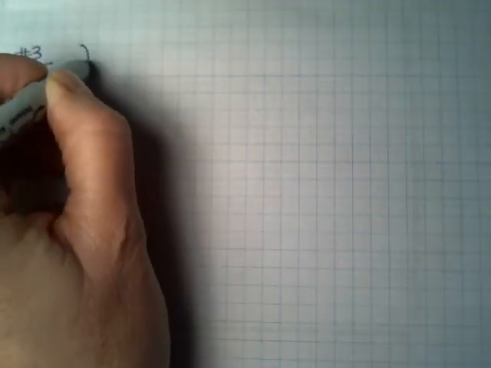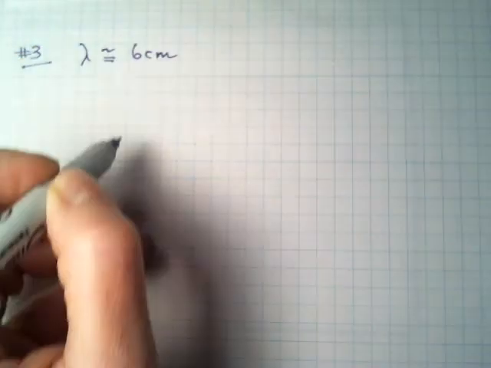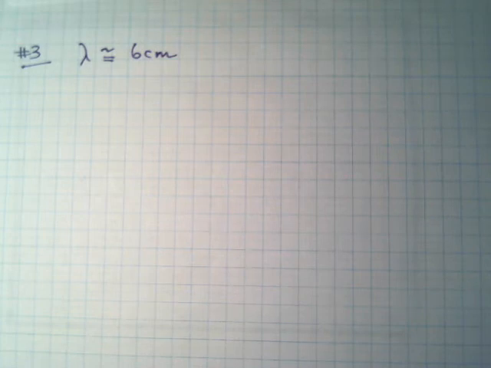So I'm going to estimate then that my wavelength is about 6 centimeters. So there's no real precision here. This is just single digit.